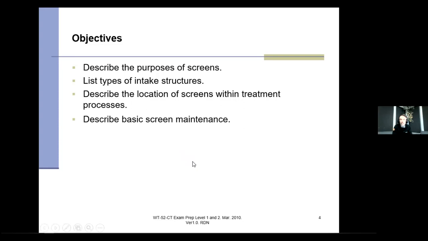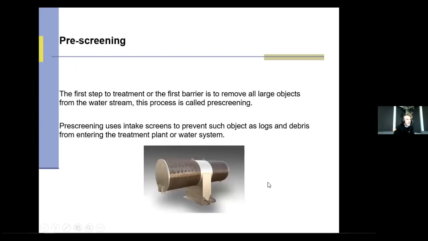We're going to talk a little bit about the types of intake structures, where we're going to put these, and how it fits in with our treatment process. The first treatment, or first barrier, in what we call a multi-barrier process, is to remove all large objects from the water stream. And again, we talked about what those could be. Fish is a big one, little sticks and the little bits that can get into the treatment process. We don't really want them here. So we need something, a screen.